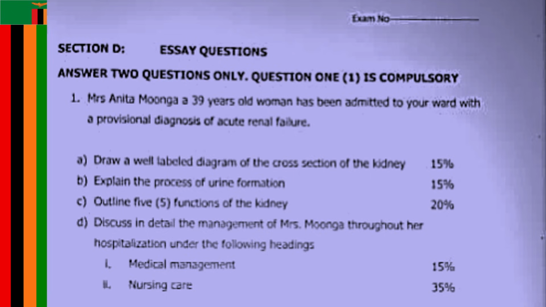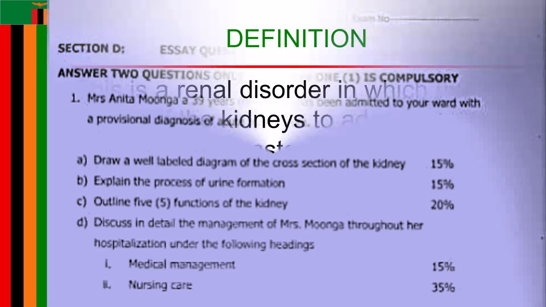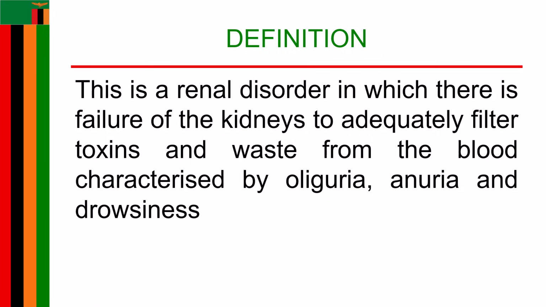So we'll start with definition, in case you are of course asked to define renal failure. You can say this is a renal disorder in which there is failure of the kidneys to adequately filter toxins and waste from the blood, characterized by oliguria, anuria, and drowsiness. So whenever we are defining something, we need to mention the system where this condition is coming from. And in this case, we are saying this is a renal disorder because it is coming from the renal system.